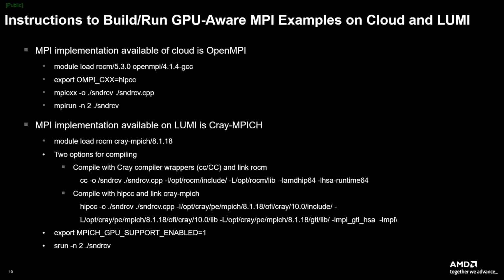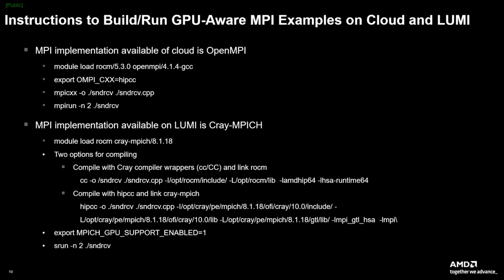On LUMI, we have cray-mpich available as the MPI implementation. So we need to load the module with cray-mpich and ROCm. For compiling with cray-mpich, we have two options. We can compile with the Cray compiler wrapper and link ROCm. In the first example, you can see I'm compiling with CC, which is the Cray compiler wrapper, and then I'm adding the include directory path with -I, and also I'm linking the ROCm path.